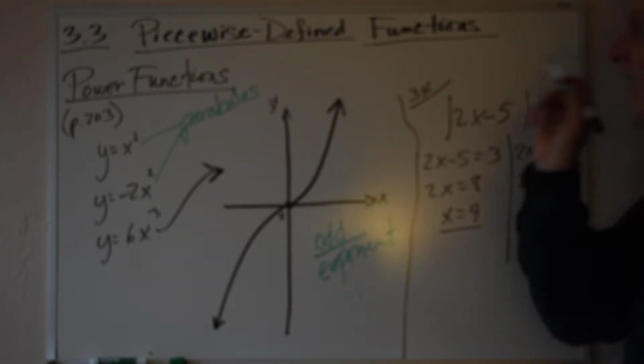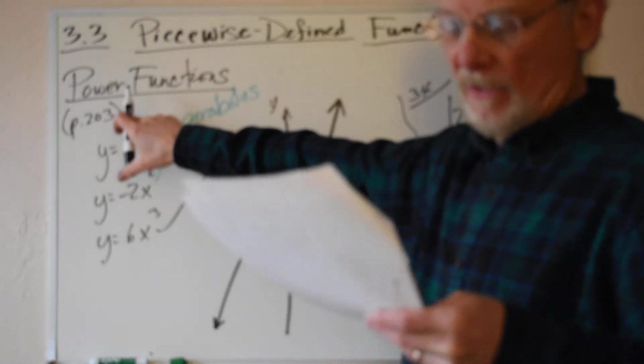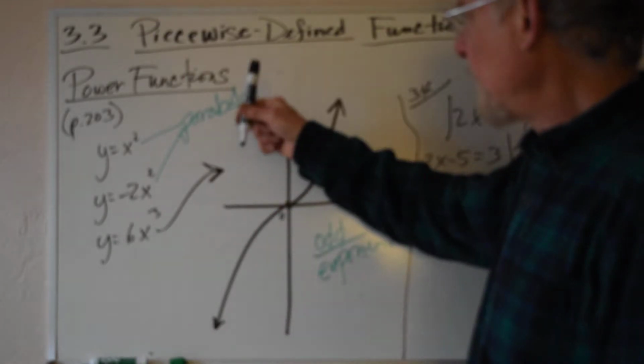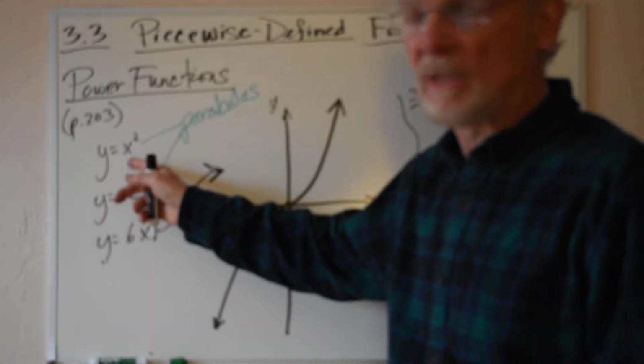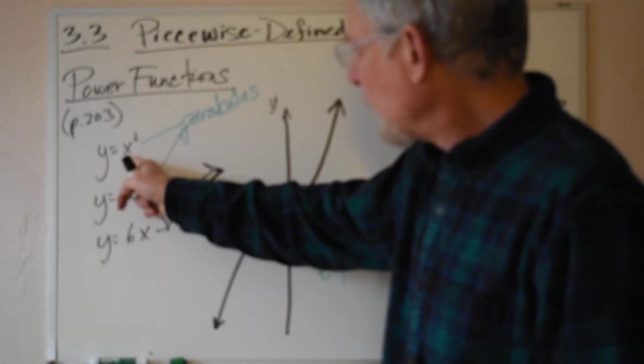All right, the next type of function we'd like to look at is power functions. This begins, I believe, on the bottom of page 203. Now, we've seen power functions before. All that means is that the variable, the independent variable, in this case x, is raised to a power. Well, we've looked at these quite a bit.